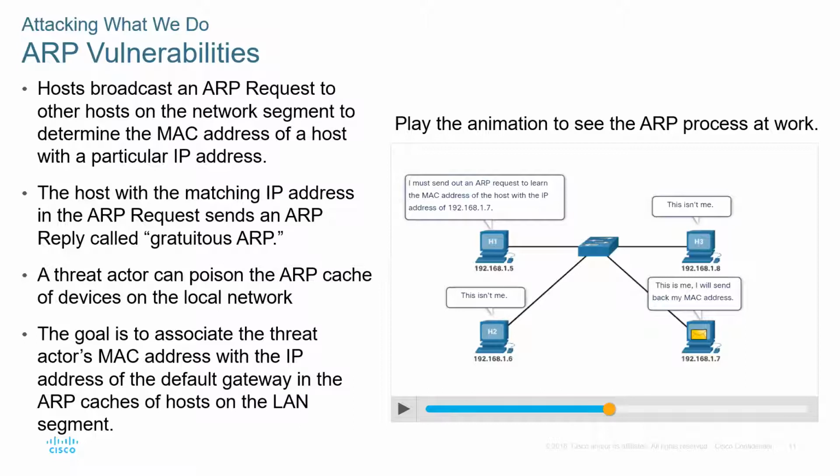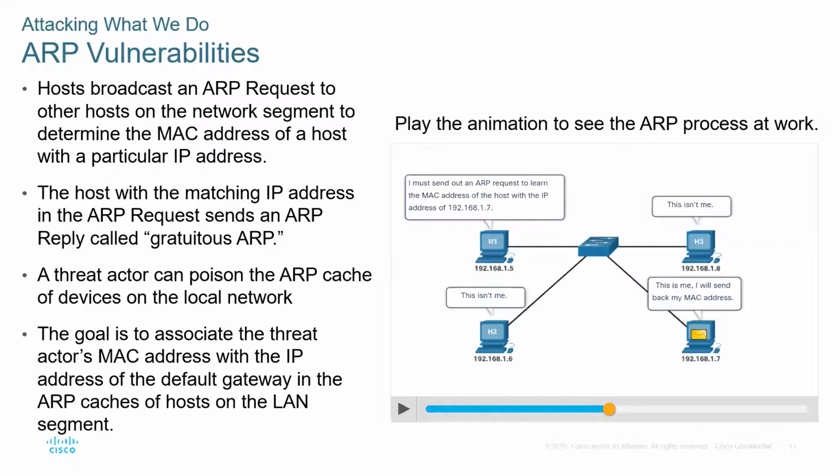If we see the little demonstration on the right-hand side, host 1.5 says I must send out an ARP request to learn the MAC address of the host with the IP address of 1.7. It sends it out. For the two hosts, it's not them. And then the one that does respond will say it's me, and here's my MAC address.